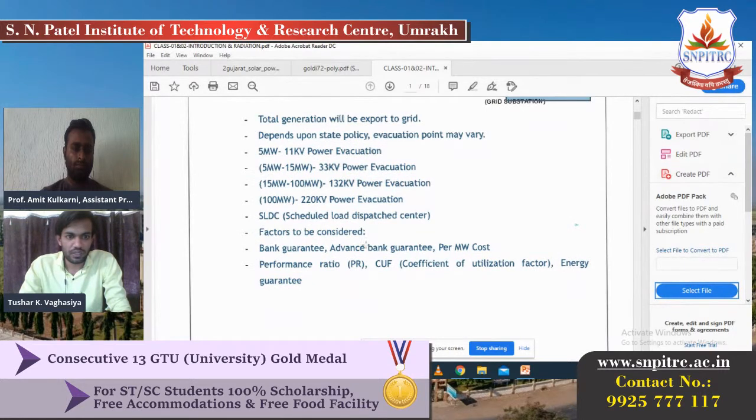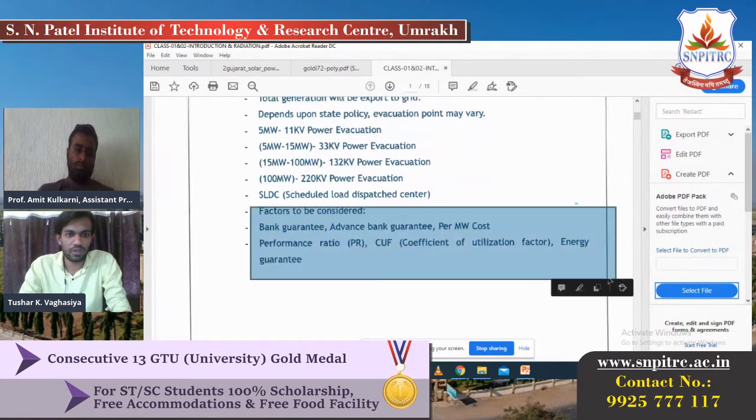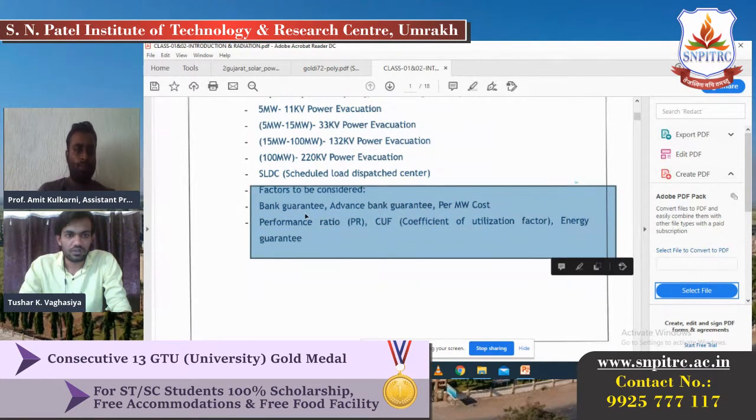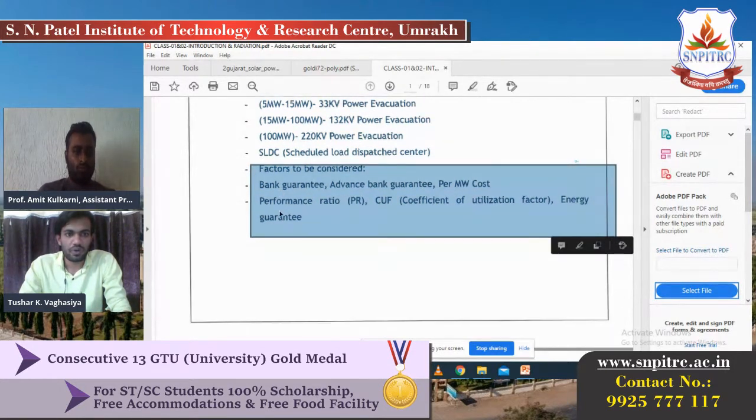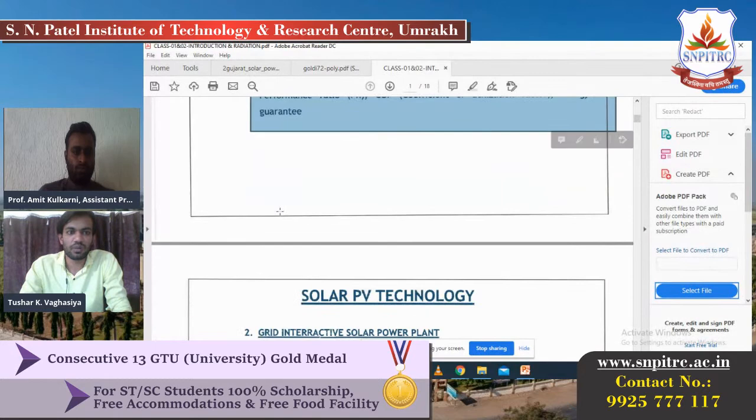The factors to be considered are for tendering purposes. We will not cover them in today's session. It's a different topic. If you are applying for a tender for solar power plants, different parameters are used to select the bidder.